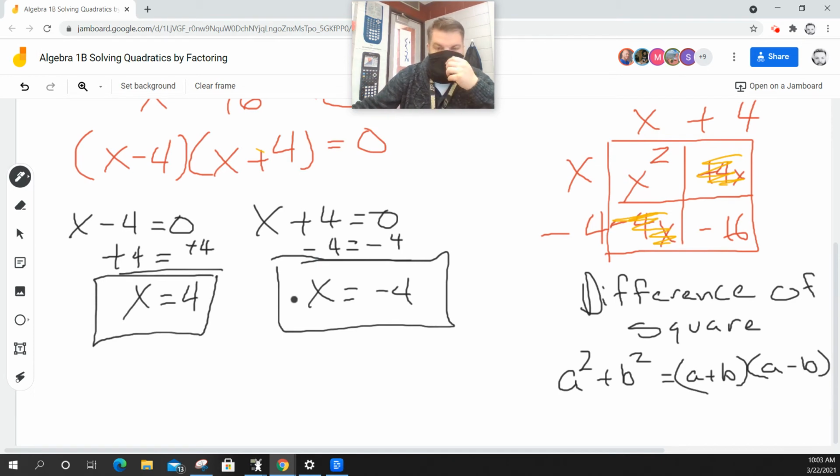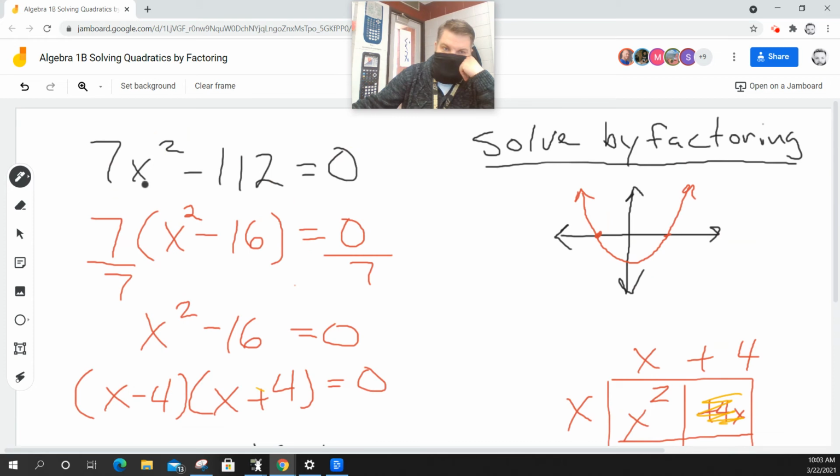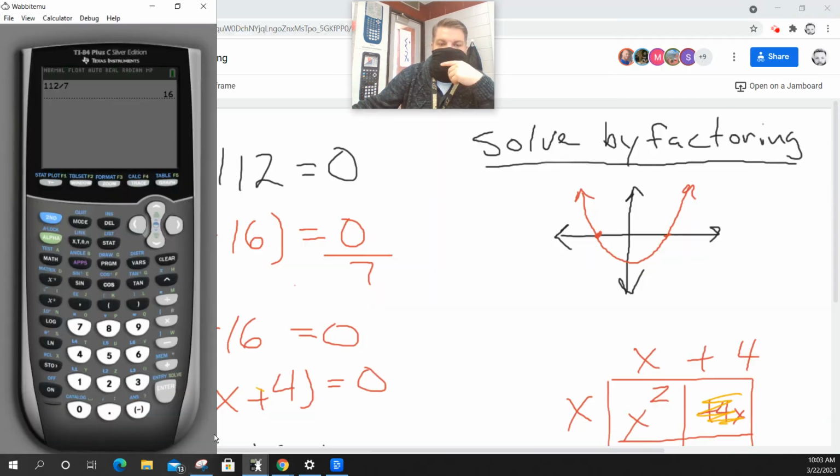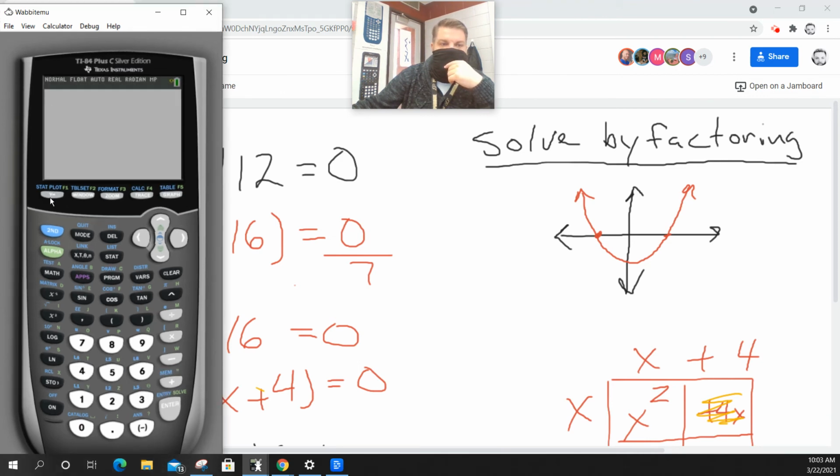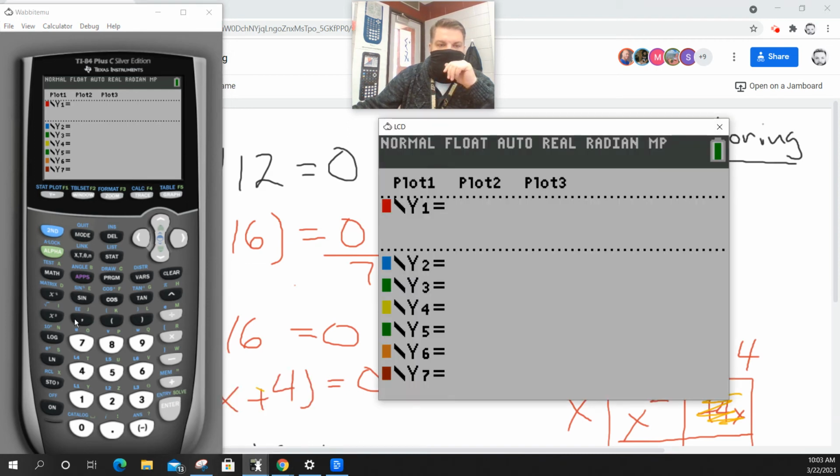How can I verify that? Well, I just plug this in. So I'm going to graph it real quick. I'm going to plug in my calculator, go to y equals, if I click on the right thing eventually, and I'm just going to put in, let me show the screen so you can see it better, 7x squared minus 112.